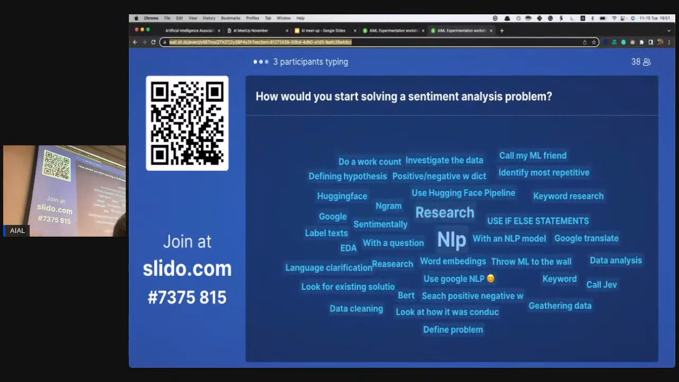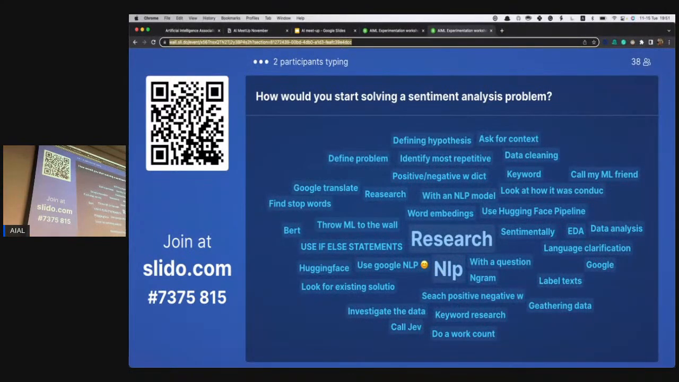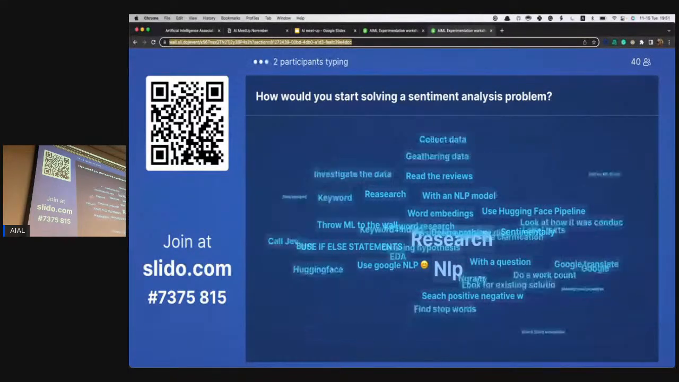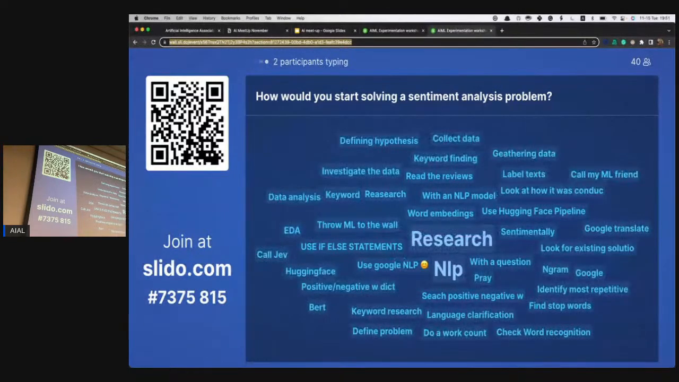Actually, I've never worked on a sentiment analysis problem. Ask for context. Throw ML to the wall. Does it mean like throwing ML at the problem or just like throwing ML to the wall? Use Hugging Face pipeline.